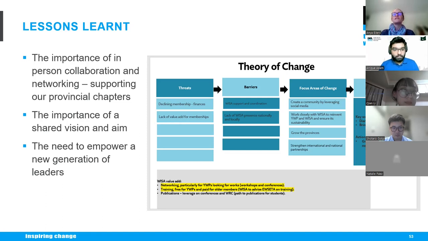We also realized that just because our organization had been around for a very long time didn't mean that we always had the same shared vision and aim. It was really important for us as a committee to start from the bottom again and say, why are we here? What do we actually want to achieve? What are our focus areas of change? So just because you've been around for a long time doesn't mean that you shouldn't start thinking of it from the start. And then finally, just the need to empower a new generation of leaders. My committee that I am part of now, we're a brand new committee. Very few people actually know about IWA and YWP.